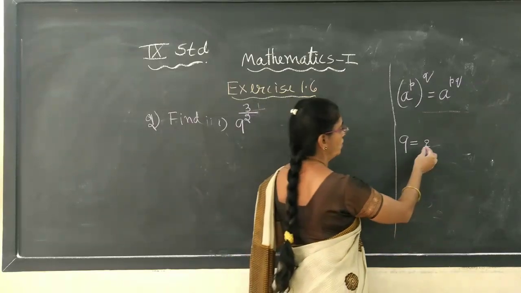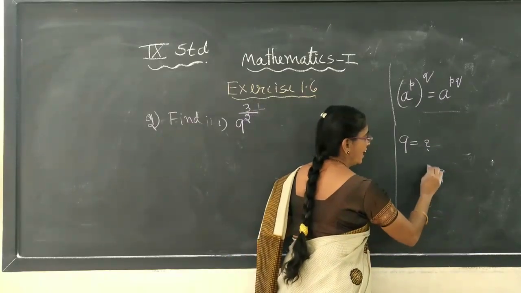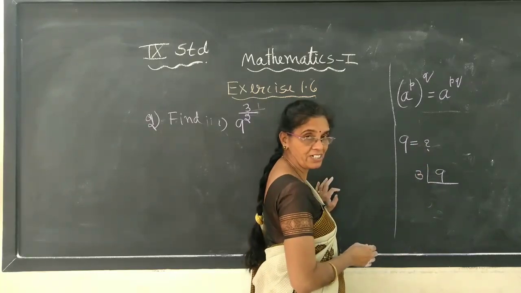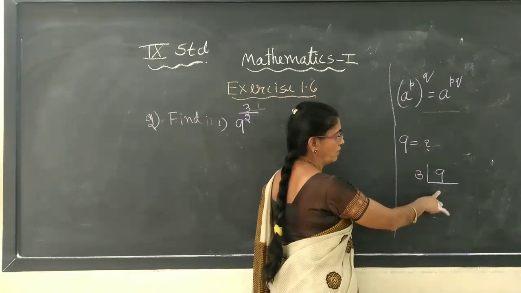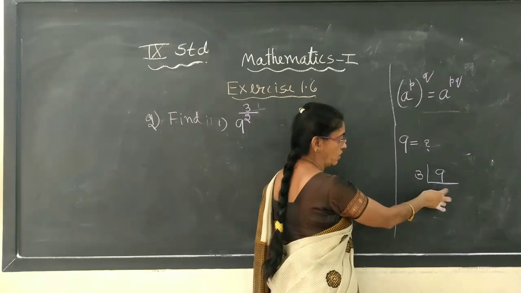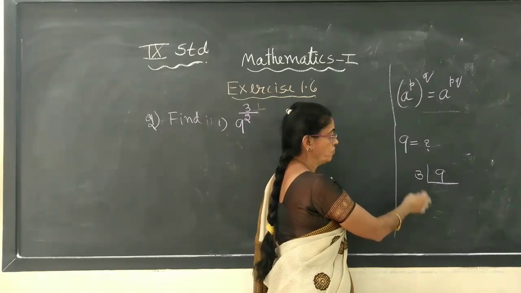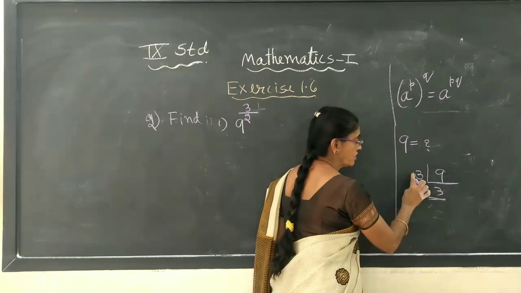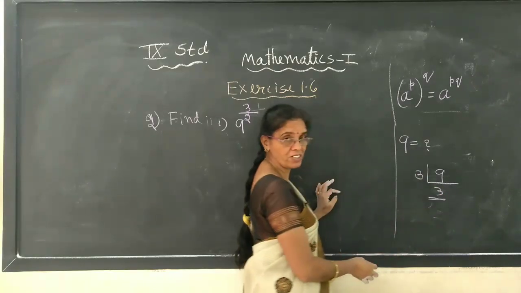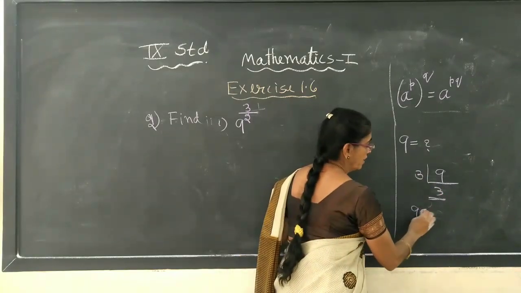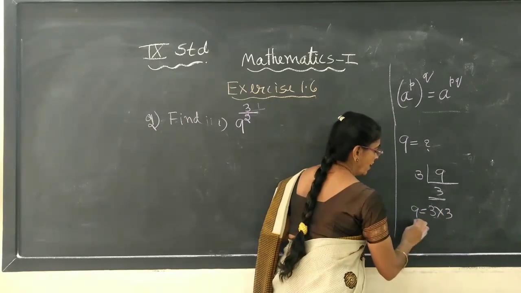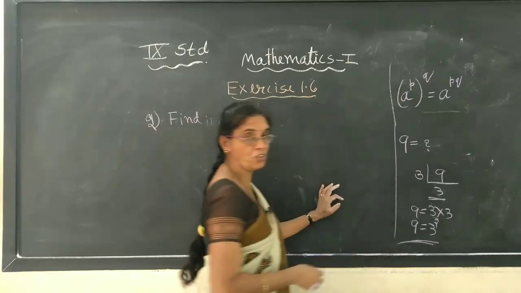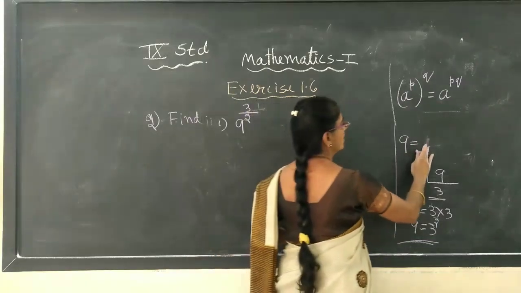Or if you don't know, you can take 9 and divide it by the number it is divisible by, 3. We want the same number in the last quotient also. We know that 9 divided by 3 is 3. See, we got the same number in the last answer. So 9 is nothing but 3 into 3, or 9 can be written as 3 square. 3 square is 9, you know everything. So it is nothing but 3 square.